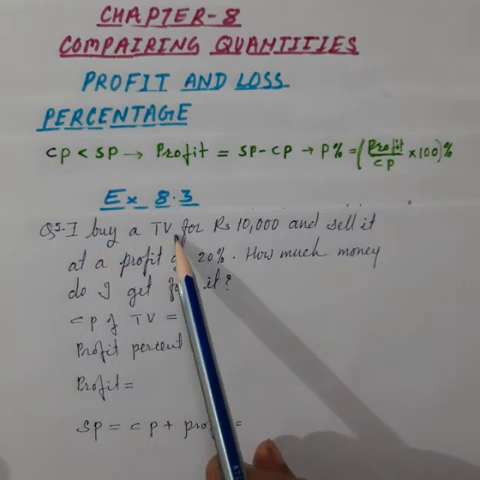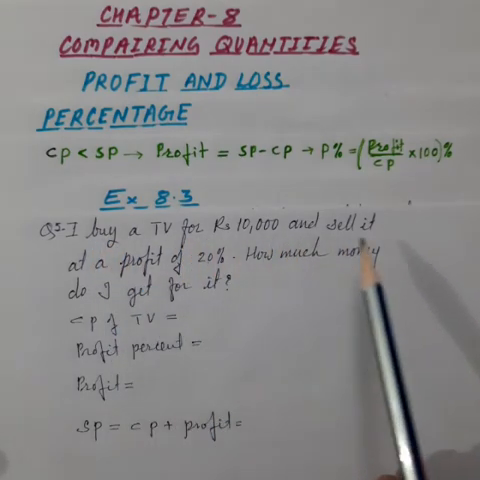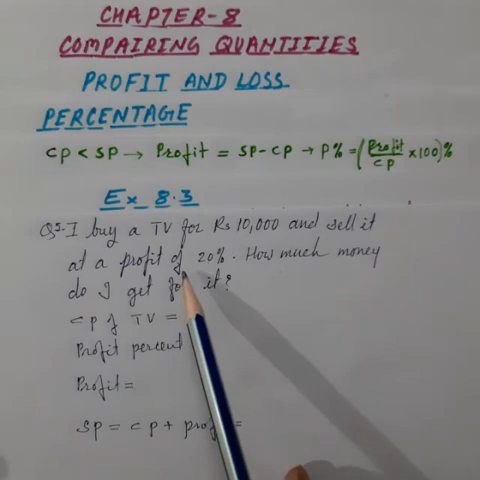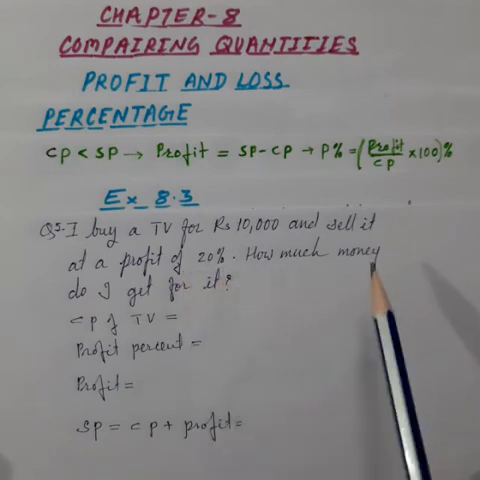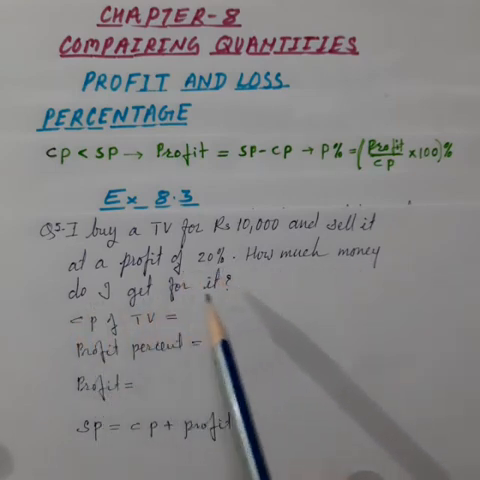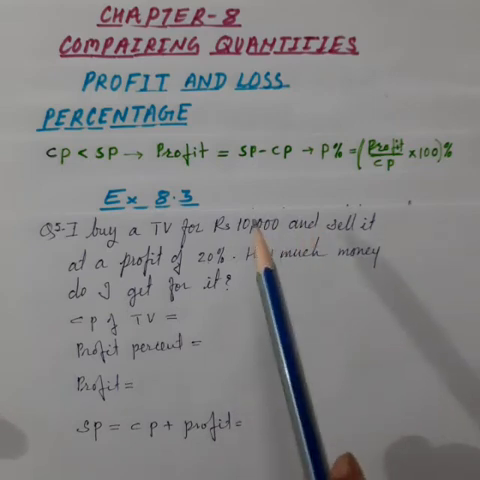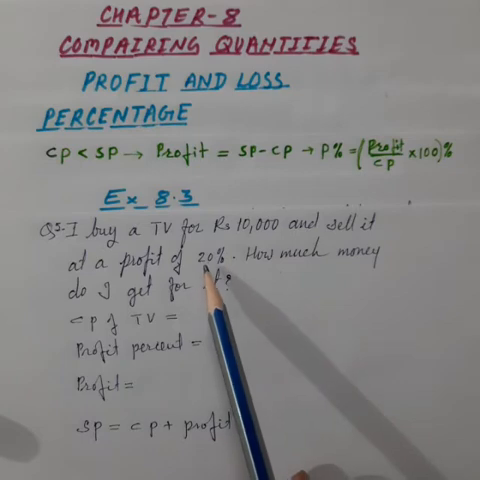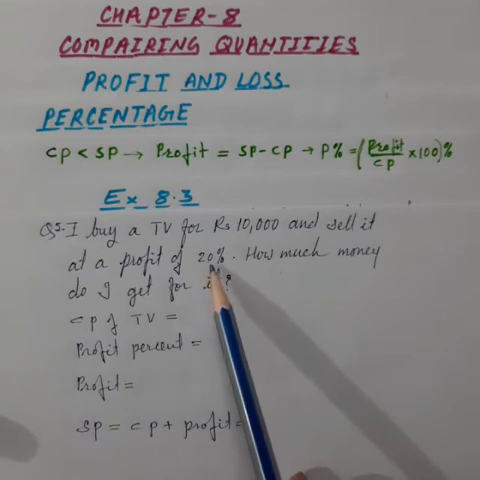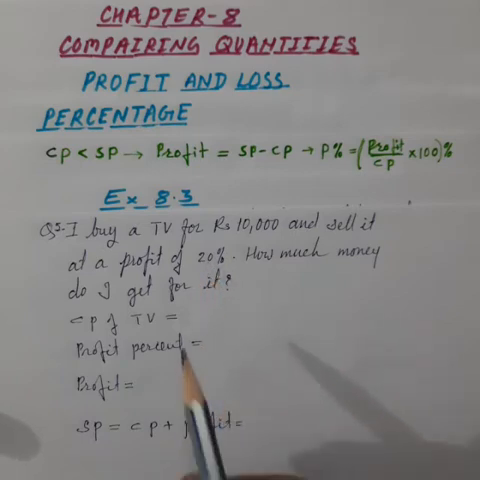Question 5. I buy a TV for rupees 10,000 and sell it at a profit of 20%. How much money do I get for it? What the question is, a TV is bought for rupees 10,000 and it is sold at a profit of 20%. What is the selling price?